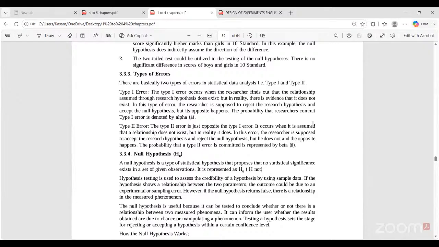Type 2 error is just the opposite of type 1 error. It occurs when the researcher assumes the relation does not exist, but in reality it does. In this error, the researcher is supposed to accept the research hypothesis and reject the null hypothesis.